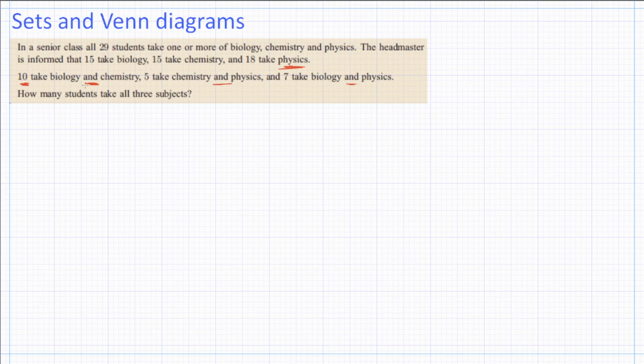So here, those "and" mean intersections. This would be B intersection with C, this would be C intersection with B. I'm calling physics set P, chemistry set C, and biology set B. Right, so those "and" would be our intersections.